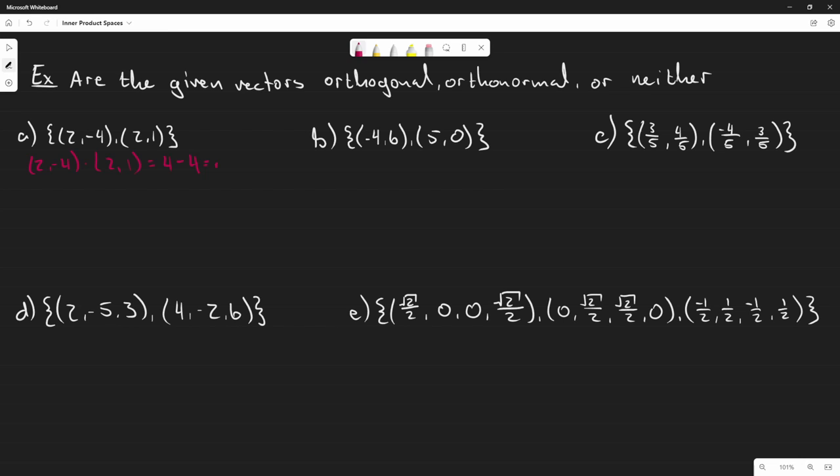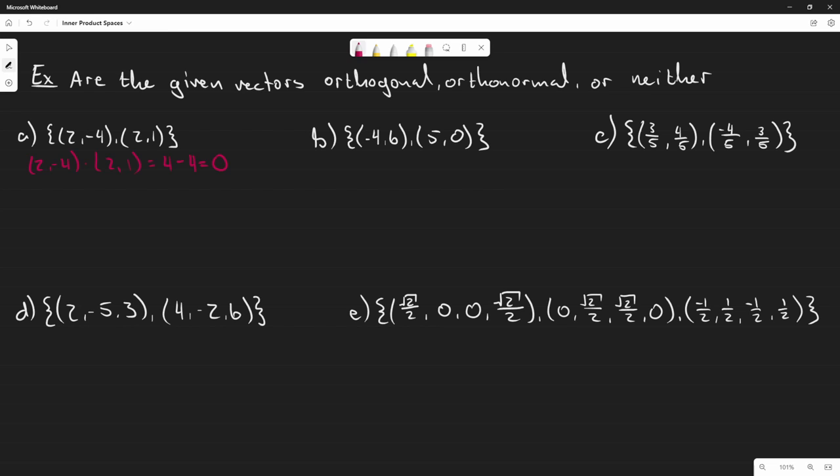And now to check if they are orthonormal, because we know it's orthogonal since their dot product is 0, we're just going to take one of the vectors and then find its magnitude. If it's equal to 1, then we have to check the other one. If it's not, then we can just automatically assume that it's orthogonal.